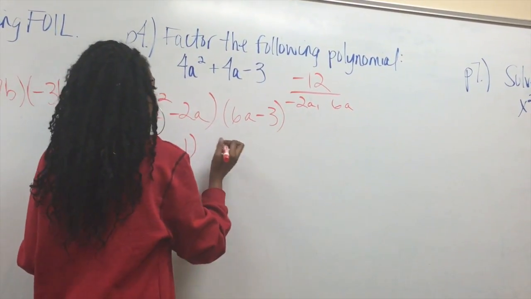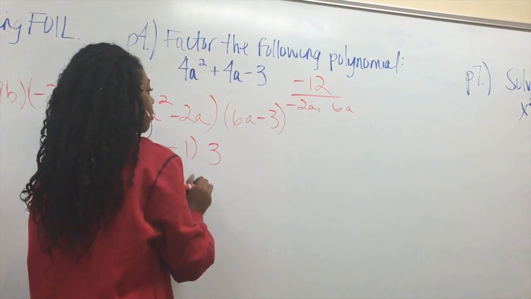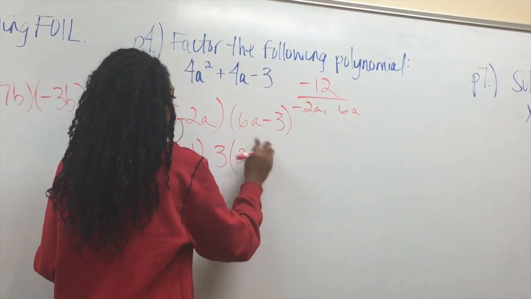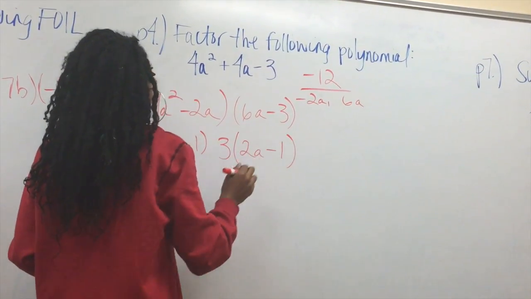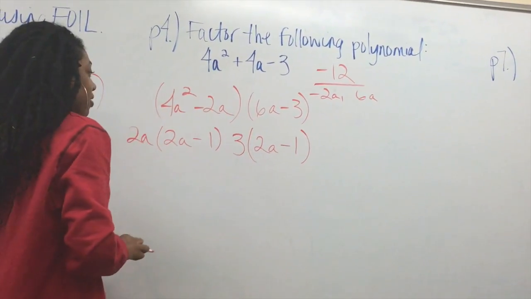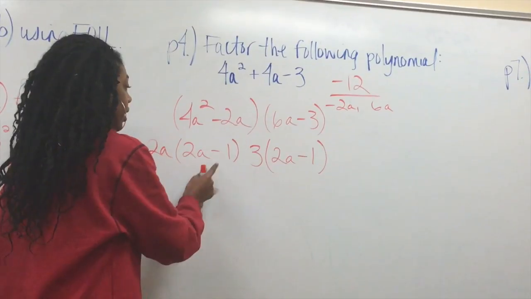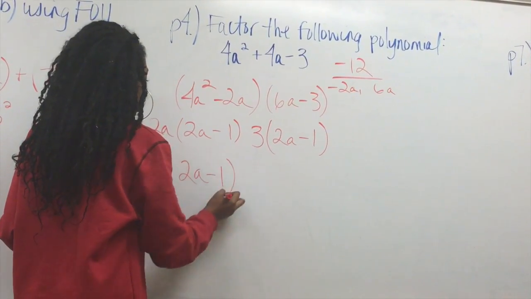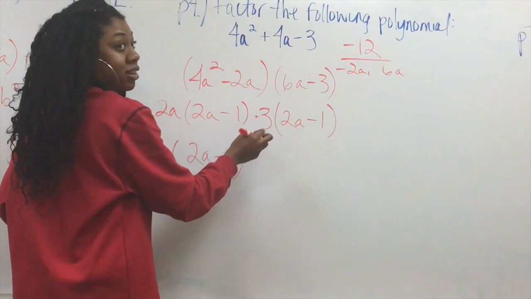And for this one, we have 3 on the outside because those are the only two factors of 3 and 6a. And we're going to have 2a here to equal 6a. And we're going to have negative 1 here to equal negative 3. So now, in order to get the answer, we see that these two are the same. So we have 2a minus 1, and we have 2a plus 3 here.